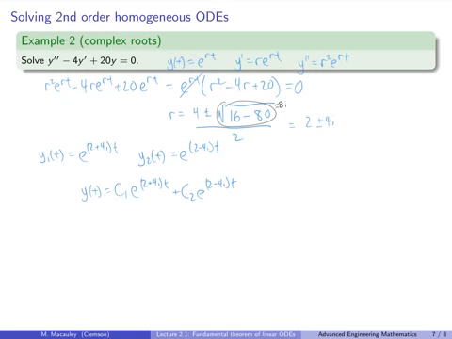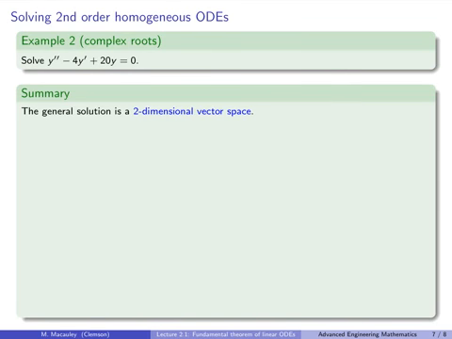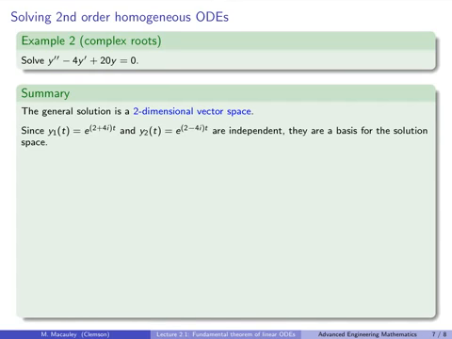We did something a little bit different. And that is correct. So let me summarize what you probably remember from your Intro ODEs course. So far, we know that the general solution to this ODE is a two-dimensional vector space. And we found two solutions. y1 is e to the (2+4i)t, and y2 is e to the (2-4i)t.